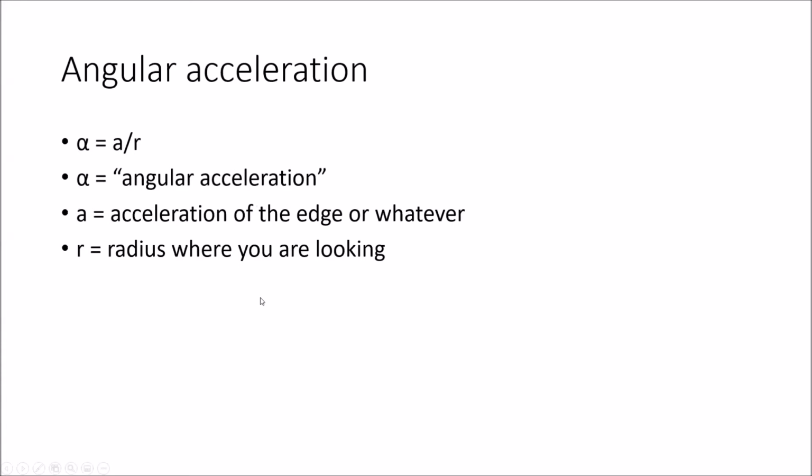And likewise, if we have an angular distance, theta, we can have an angular velocity, omega, and we can have an angular acceleration, alpha. Alpha is equal to a over r, the linear acceleration divided by the radius that you are going around that circle. And this works the exact same way.